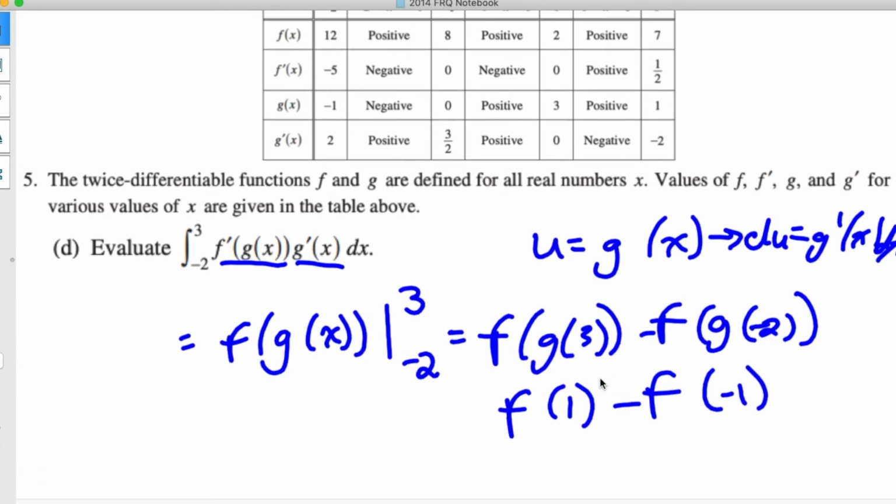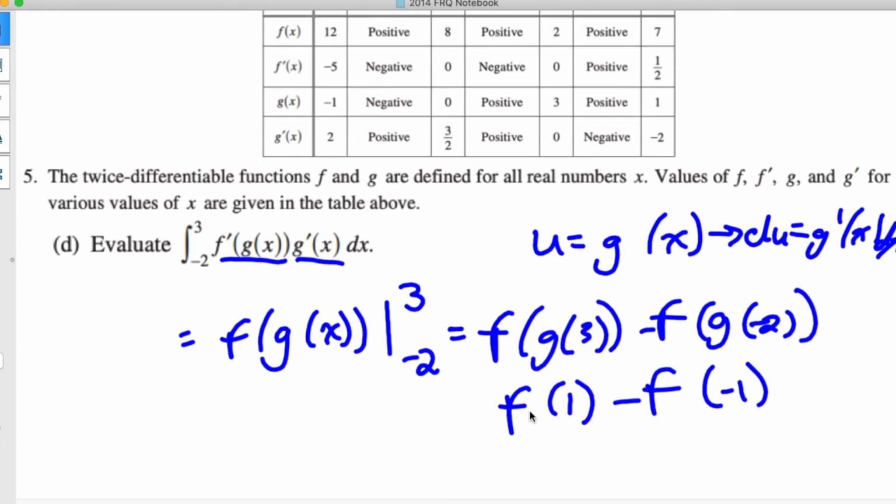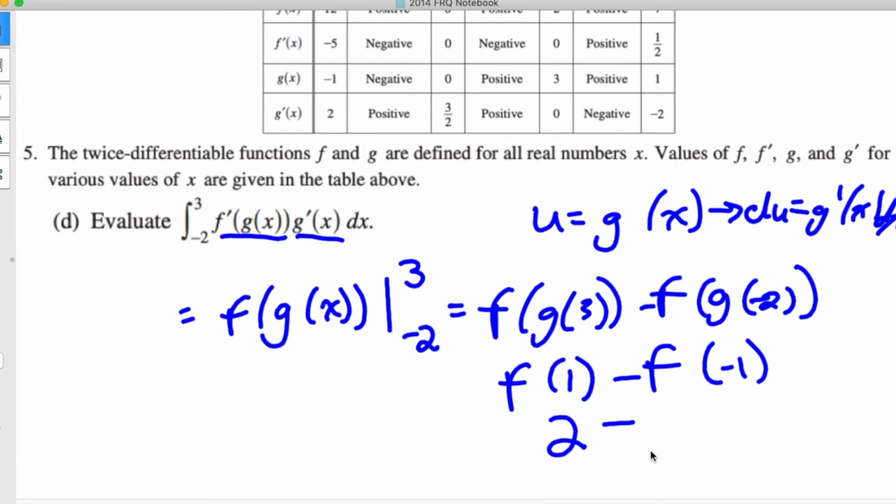So then we go back to the table. F of 1 is 2, right here. F of 1 is 2. Minus f of negative 1 is 8. F of negative 1 is 8. So our final answer here should be negative 6.